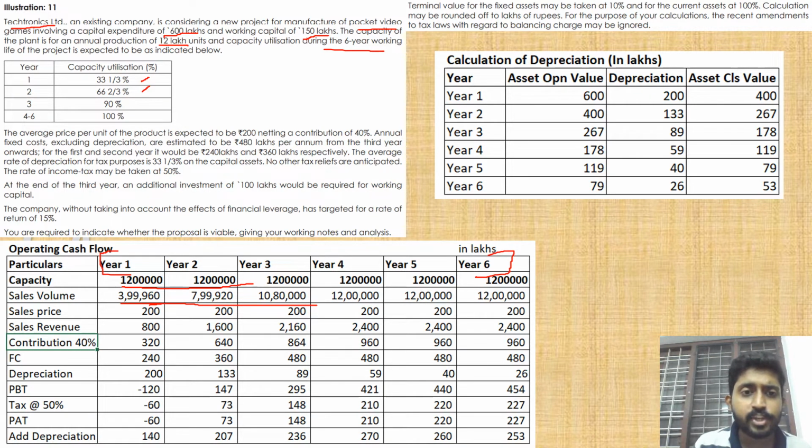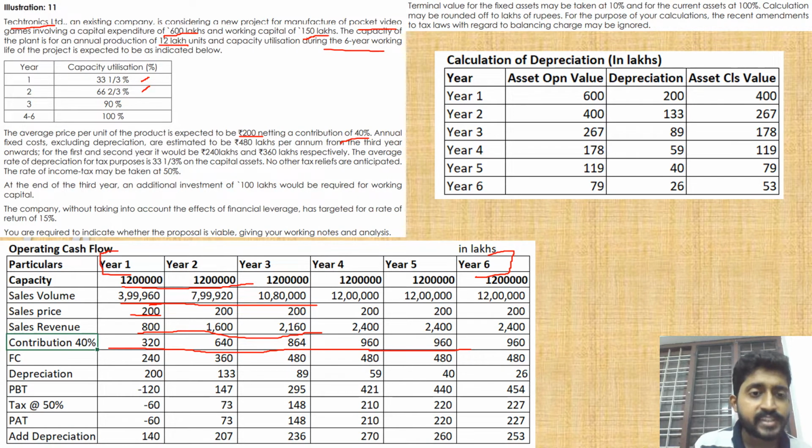Next, the selling price is also given. So sales volume is there, selling price is there. Sales revenue is equal to sales volume multiplied by selling price. You can find the sales revenue. And contribution of 40% is given. So you have the sales revenue, apply 40% on the sales revenue, that is going to give you the contribution. I have found the contribution also.